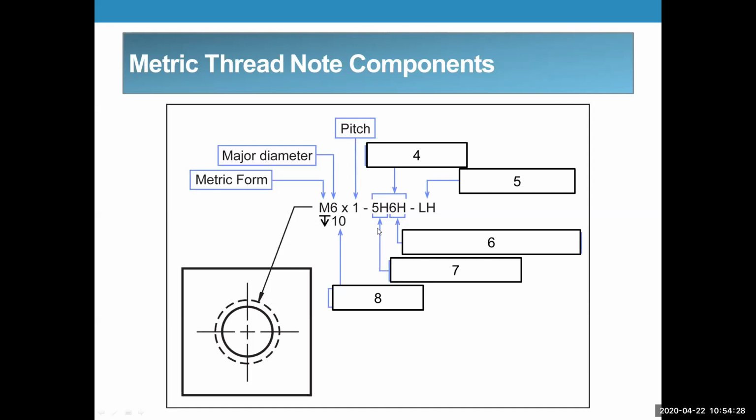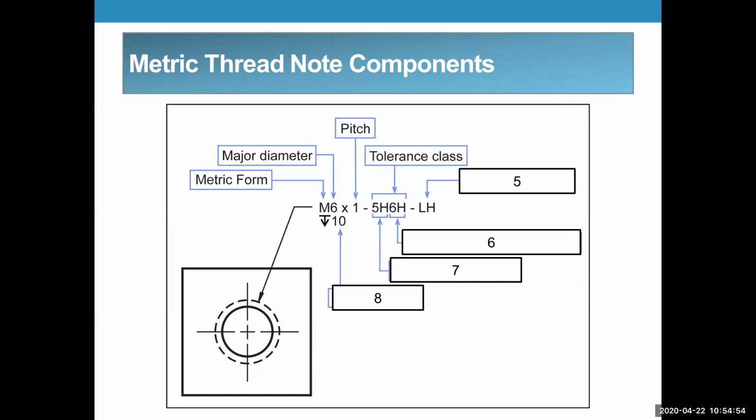But if this happens to be a fine thread, then the coarse thread might be M6 by 1.25, because that distance between the crests is going to increase. So that confuses things a little bit, but you'll get the hang of it when you see the tables.